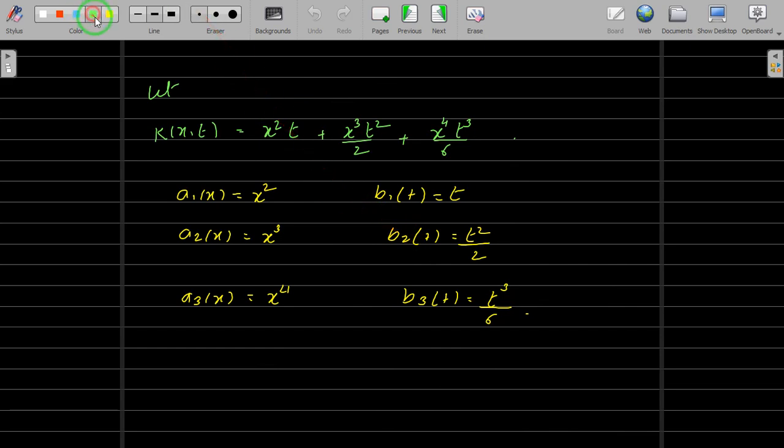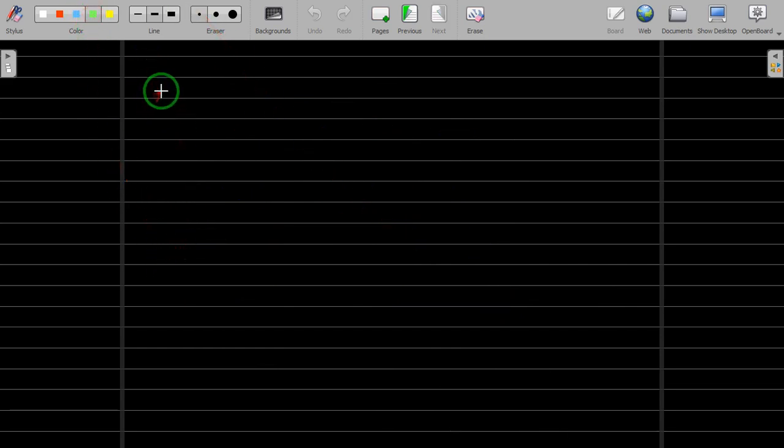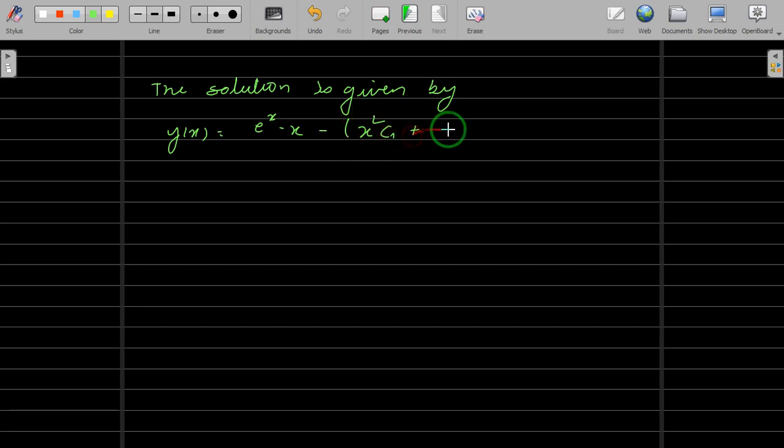This you can write the solution. I'll write directly the steps. You can solve the equation. The solution, after opening the brackets and writing the Ci's, is given by y of x is equal to e raised to x minus x, minus, you open the brackets and check the signs and all, x square c1 plus x cube c2 plus x raised to 4 c3. This is by writing that Ci's, Fi's and Aij's.